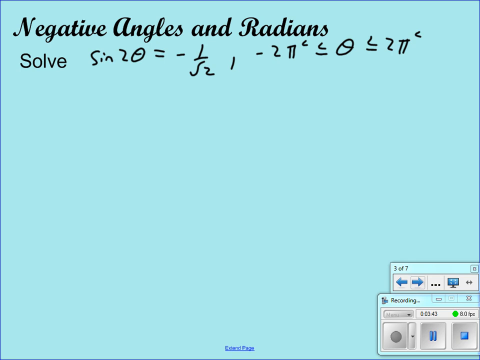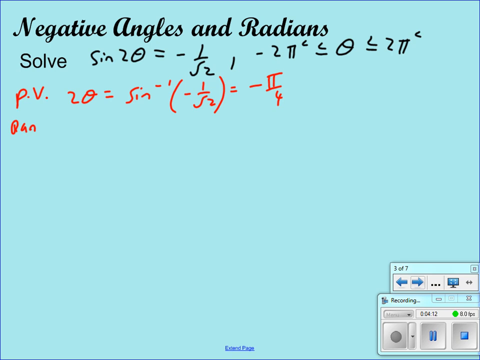Now let's look at this second one. Here I've got sine 2 theta equals minus 1 over root 2, but going between minus 2 pi and 2 pi. So again, PV: 2 theta equals sine to the minus 1 of minus 1 over root 2. Could use our special triangles again, couldn't we? But I'll use my calculator. Sine to the minus 1, make sure it's in radians, of minus 1 over root 2. This gives me minus pi over 4.